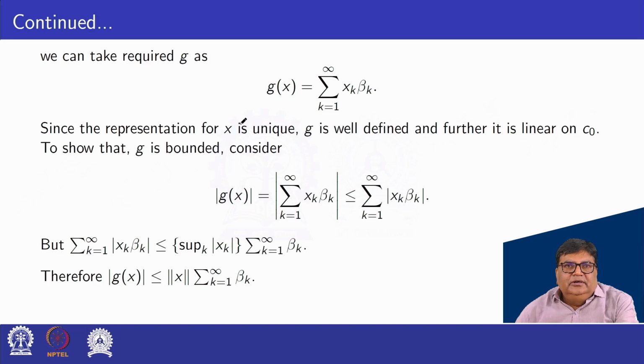Since the representation of x is unique, g is well defined, and further it is linear on c0. To show that g is bounded, consider taking the modulus of both sides. So mod g x is equal to modulus of summation k equals 1 to infinity x k beta k, which is less than or equal to summation k equals 1 to infinity mod of x k beta k.